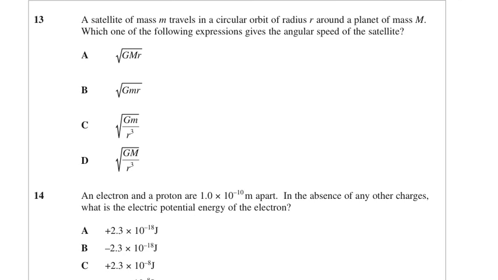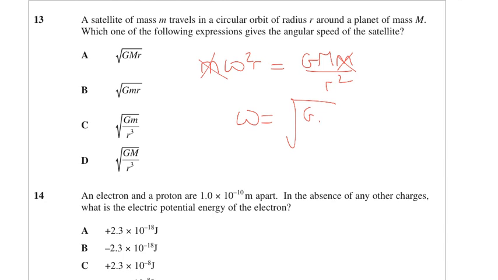A satellite of mass m travels in a circular orbit of radius r around a planet of mass M. Which one of the following expressions gives the angular speed of the satellite? So we're using the angular speed, so we're going to end up essentially with this expression. Equated like this, so as usual we can cancel the m's. So what we want to do is take r to the side and square root. So when we take r across the other side, we end up with r cubed, and we end up square rooting. So we get answer D.